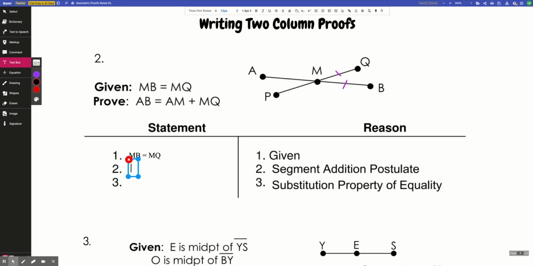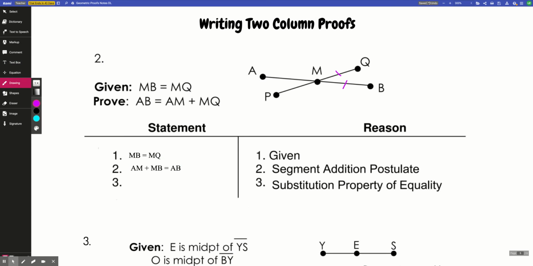And if you look at your proof statement, what I actually care about and what I want to end up with is AB equals something. So I have to get AB onto my list, onto my proof somewhere. So I'm going to write an equation for the segment addition postulate, which is AM plus MB, so that's part plus part, has to equal AB.